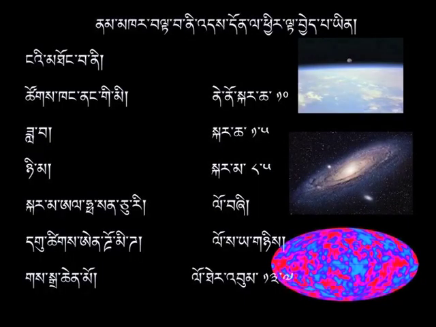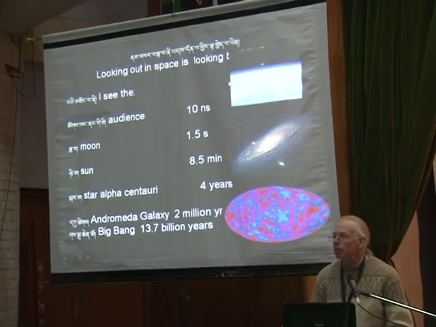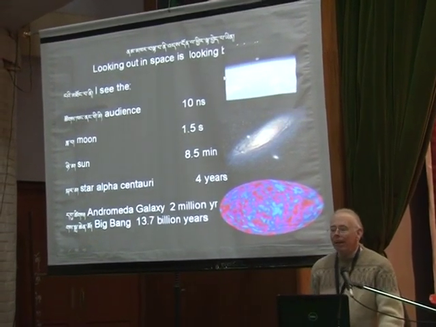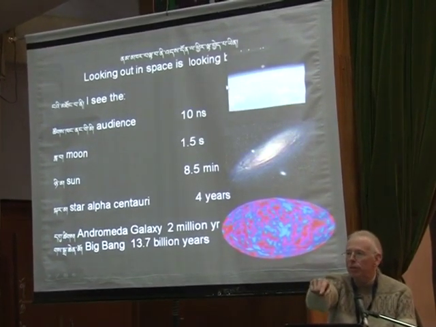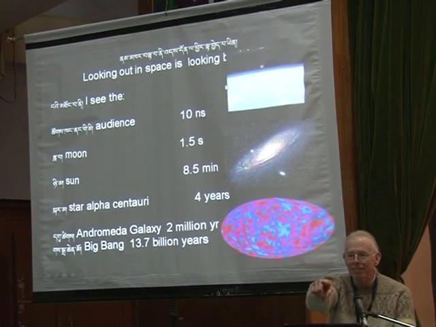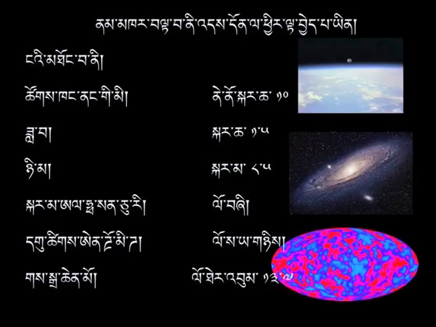Well, as we look out to the galaxy and beyond, there's an important rule of physics, and that is looking out in space is looking back in time. When I see you, it took 10 nanoseconds for the light to get to me from Geshe Nima. He could do anything in that 10 nanoseconds. That's 10 billionths of a second, a very short time indeed.